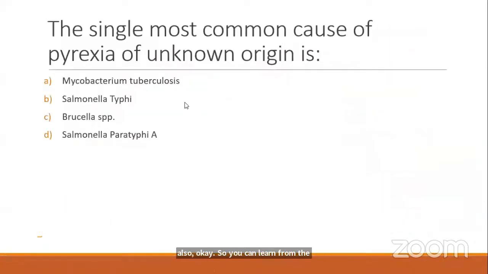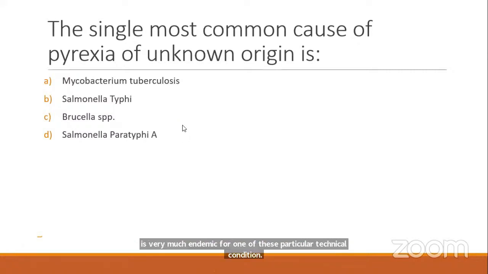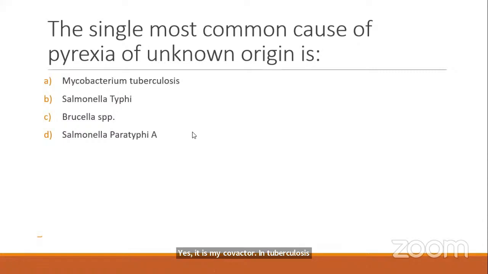The single most common cause of pyrexia of unknown origin is, you have to take into consideration our country, which is very much endemic for one particular clinical condition. Yes, it is Mycobacterium tuberculosis. We are surrounded in all aspects by the pathogen.